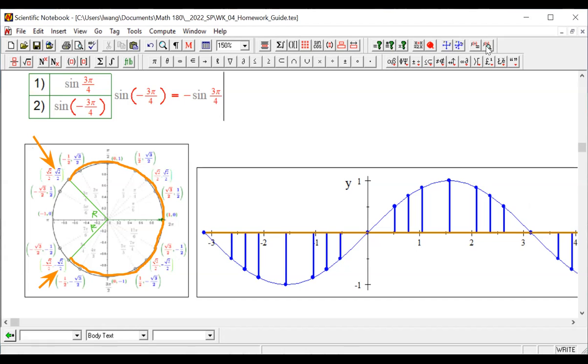And now let's go to the curve. What's happening on the curve? On the curve, the 3 pi over 4 is going to be on this side. Okay, let me make it thicker. It's going to be on this side. 3 pi over 4 passes pi over 2, so 3 pi over 4 is going to be somewhere here. Negative 3 pi over 4 is going to be right there. You see, they're opposite. One is positive, the other one is negative.